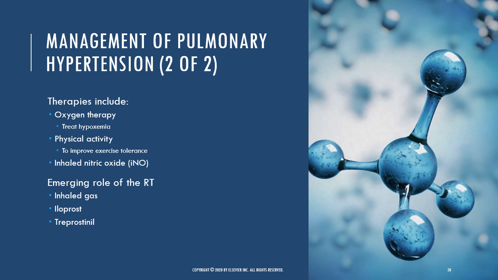Therapies include oxygen therapy, treating hypoxemia, physical activity to improve exercise tolerance, and inhaled nitric oxide to diminish pulmonary hypertension. The emerging role of the RT includes helping with inhaled gases such as iloprost and treprostinil.